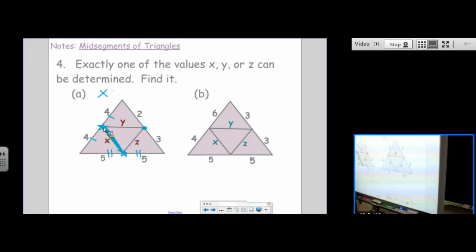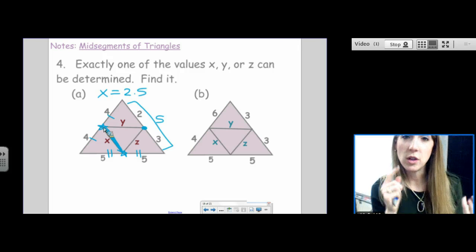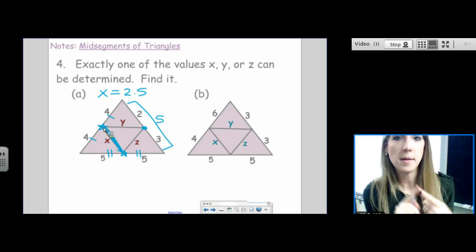X is the only value that can be found. And what's the value of x? Well, it's half of 5. So x is 2.5. I hope that makes sense, which you can find one of the variables, only one of them, and then find it.